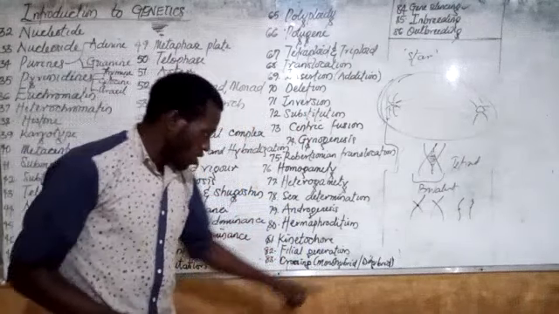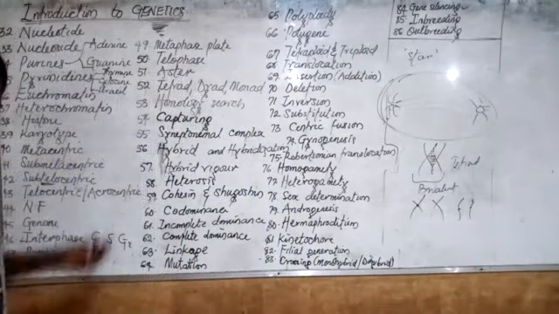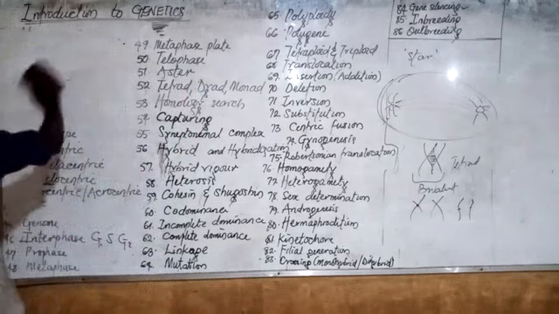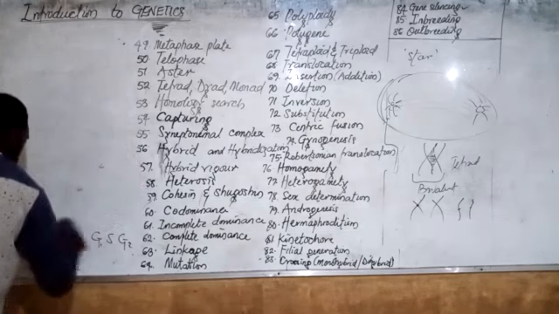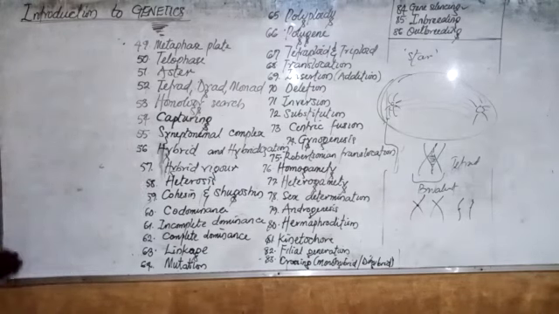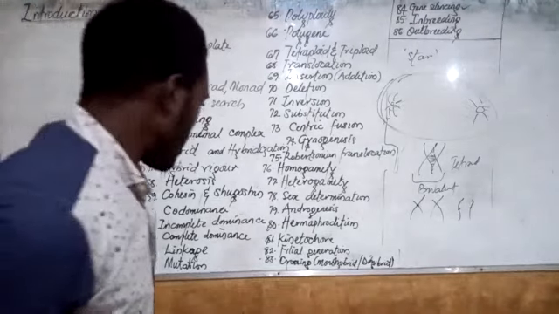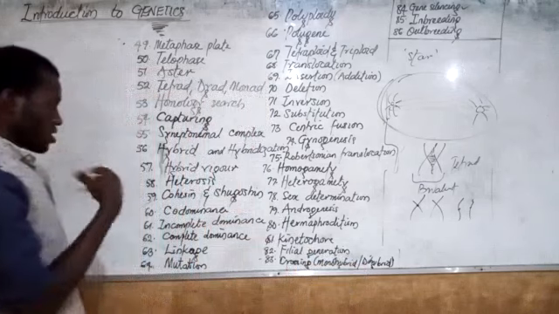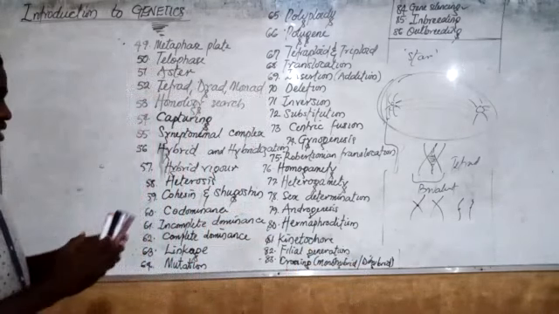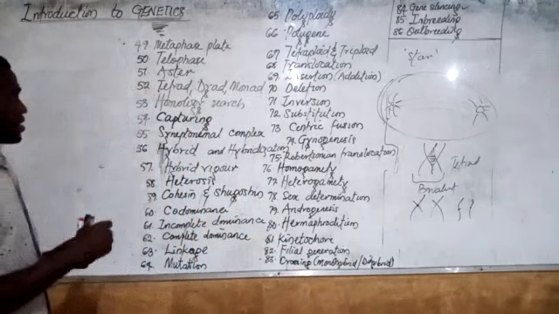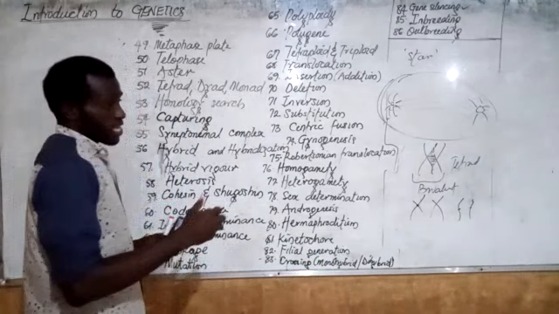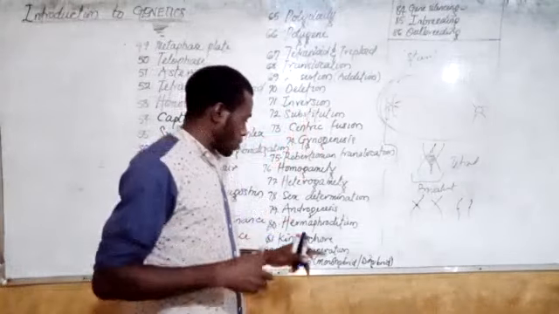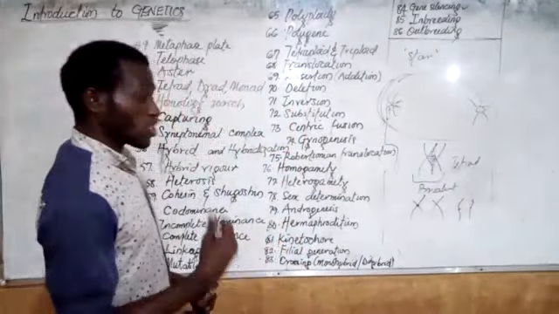We have crossing. We could also use this side of the board since we have exhausted the space here. Crossing is monohybrid cross and dihybrid cross. Crossing simply means the exchange of genetic material between the two parents, like when we actually draw a link between those gametes.